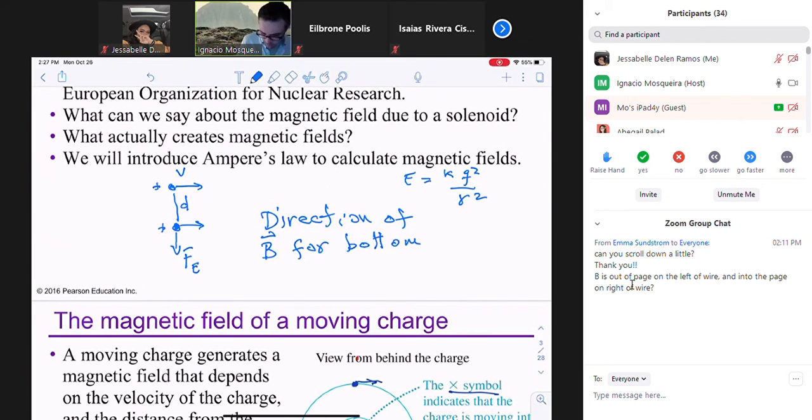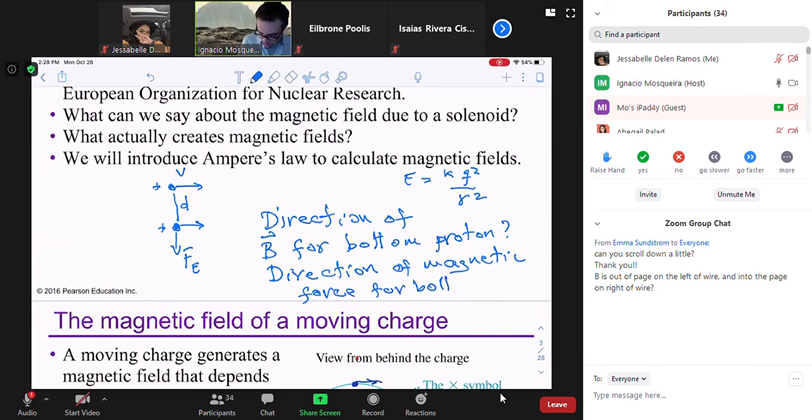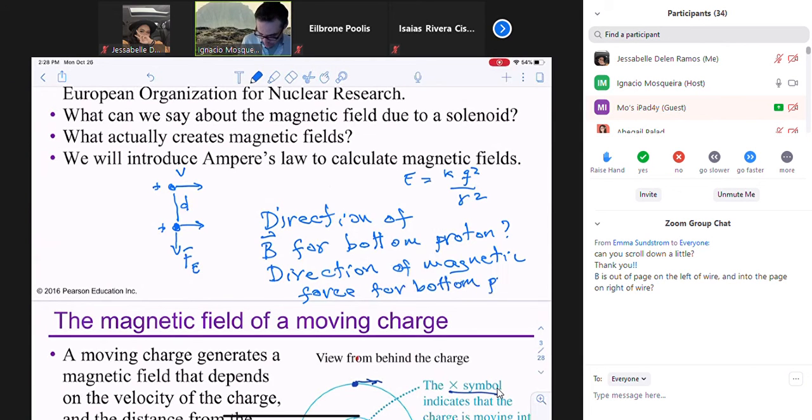No, the B field first? Yeah, sure, let's do both. And then direction of magnetic force for the bottom proton. Okay?